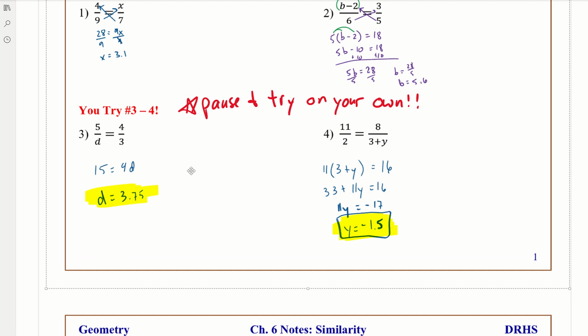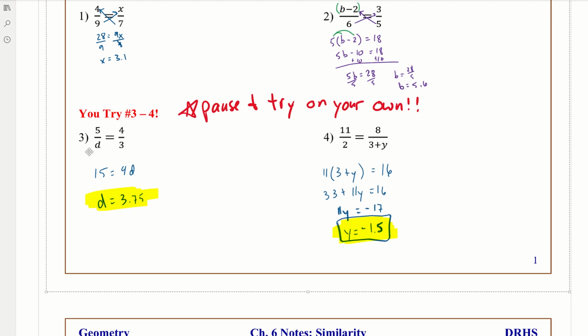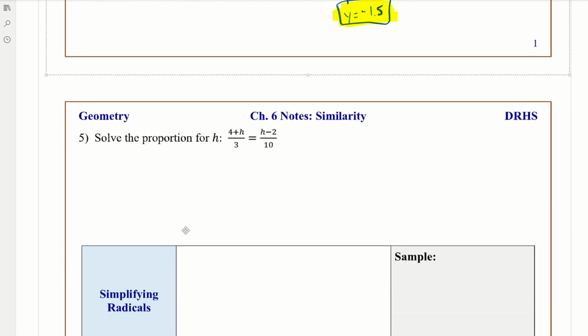If you have questions on this, like if you did try it on your own and you got stuck and you couldn't get this answer, this is a good thing to star and ask your peer tutor about, or ask your teacher or your friend or something, okay?